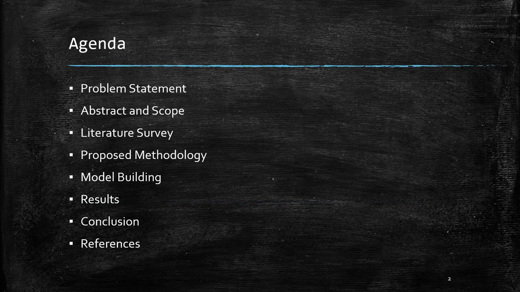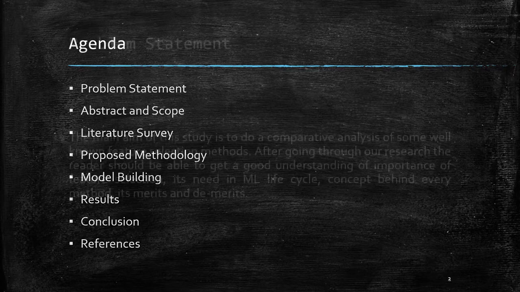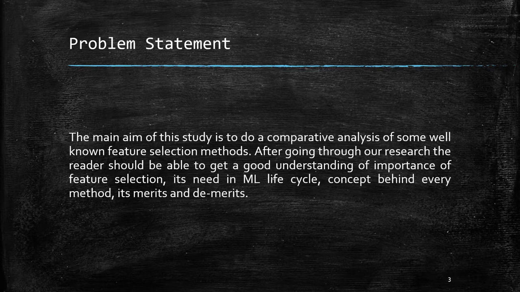So the agenda today is problem statement, followed by abstract, literature survey, the proposed methodology, model building, results, and finally the conclusions. The problem statement: the main aim of this paper was to do a comparative analysis of the different feature selection methods that are present out there. After going through the paper, anyone who is new to machine learning or would like to know more about feature selection would gain a basic understanding of different feature selection methods and when to use which method.